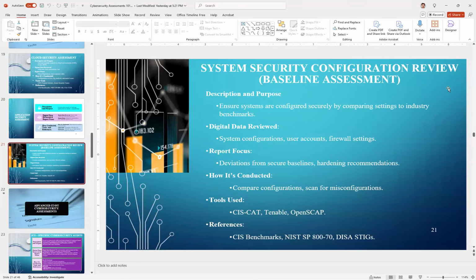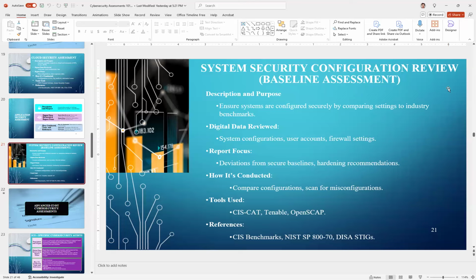Your system security configuration review is for a baseline assessment. This is just a check to ensure systems are configured securely by comparing settings to an industry benchmark. System configurations, user accounts, and firewalls are what's reviewed, and any deviations from secure baselines or hardening recommendations are provided. It is conducted by comparing configurations and scanning for misconfigurations.